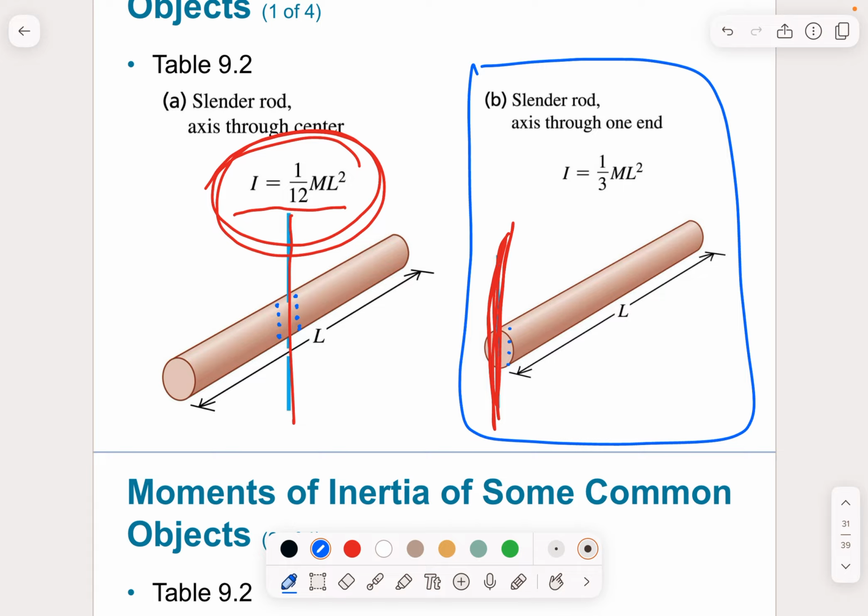It's not going to translate to twice as much moment of inertia. It's going to be actually 2 squared times as much, 4 times as much. And indeed, you can see that there is a factor of 4 relationship here between those 2 moments of inertia.